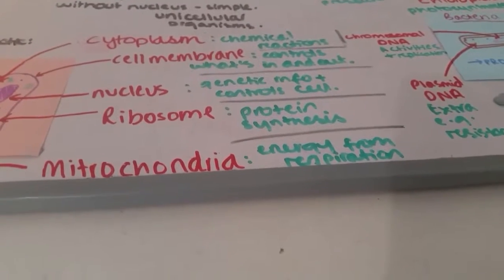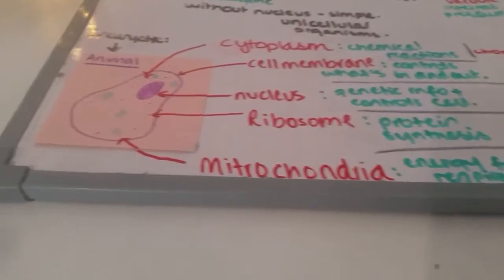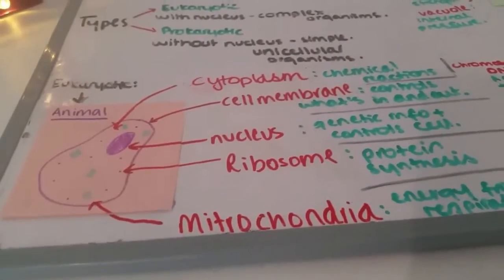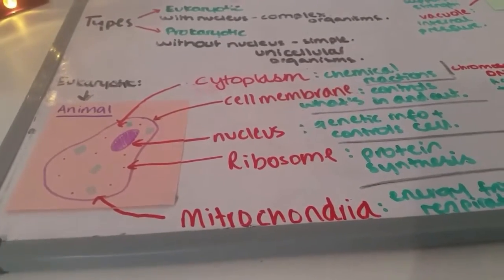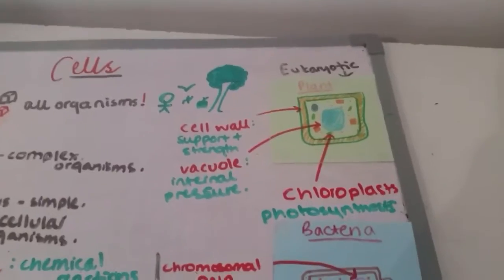You also finally have the mitochondria. Now, the mitochondria basically is in charge of respiration. It's where aerobic respiration occurs, and it uses the energy from aerobic respiration in order to process all the chemical reactions of the cell. The next type of cell we need to learn about is plant cells.